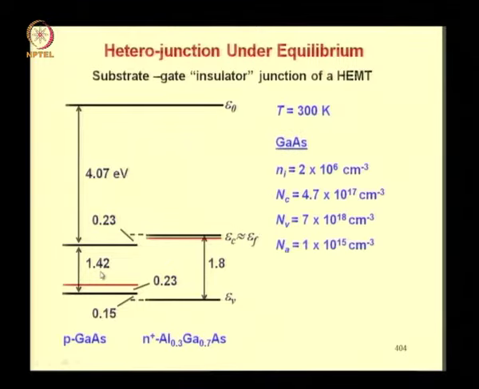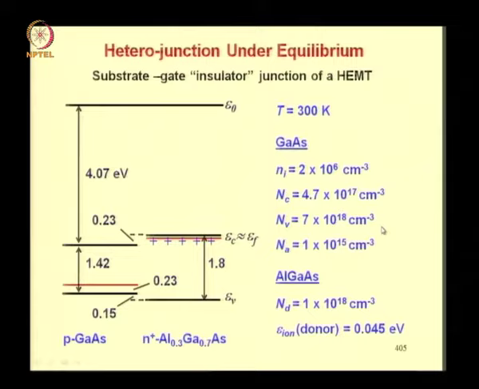Let us look at the gallium arsenide side Fermi level. The EF minus EV on the p type gallium arsenide side can be calculated to be 0.23 electron volts based on the data given here. We are considering the temperature to be 300 K. So doping level on the gallium arsenide side is 1 into 10 power 15 per centimeter cube, and these are the values of Nc and Nv. On the Al-gas side the doping level is heavy, 1 into 10 power 18 per centimeter cube, it is N type, and the ionization energy of the donor is 0.045 electron volts.